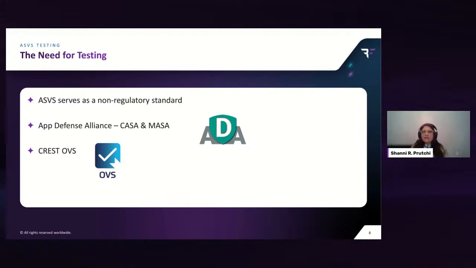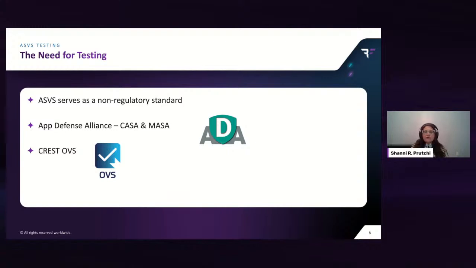Now we see clients starting to ask to test against the ASVS, which is a great starting point, because the ASVS is pretty prescriptive about what you need to have. We also see it being used directly in the industry. So the App Defense Alliance, which is a program started by Google in order to assess the security of applications in the Google Play Store and is now part of the Linux Foundation, is based on the ASVS.